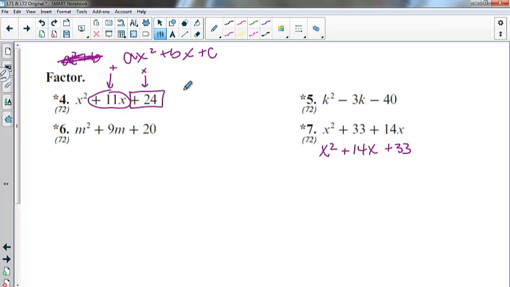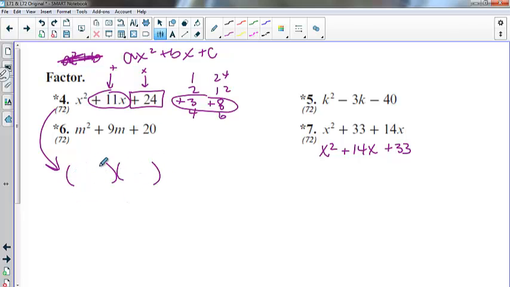So what are numbers that multiply to get 24? So 1 and 24, 2 and 12, 3 and 8, 4 and 6. Of those, how can I get an 11? Positive 3, positive 8. So I can rewrite number 4 as a product of two binomials. What will go in the first parentheses?